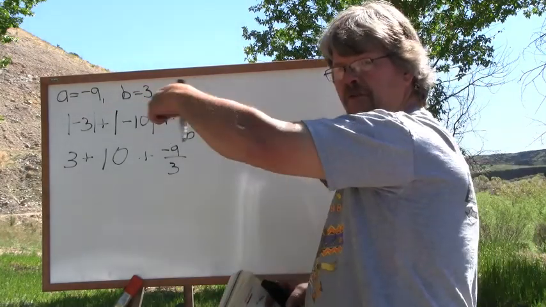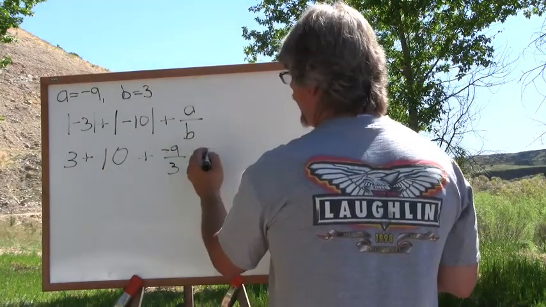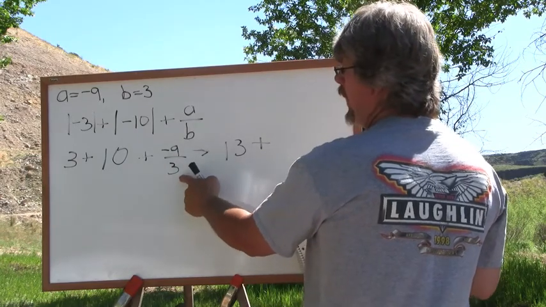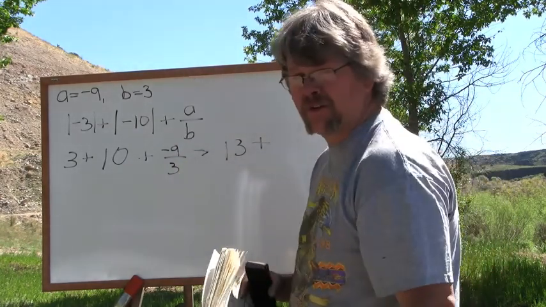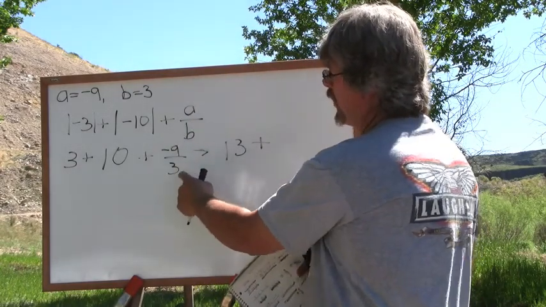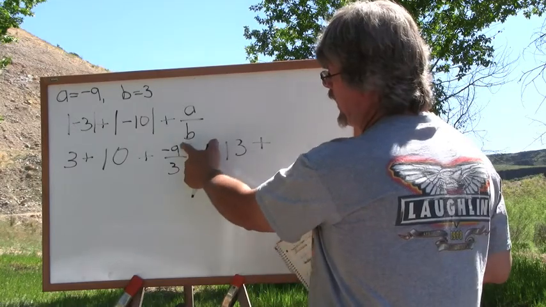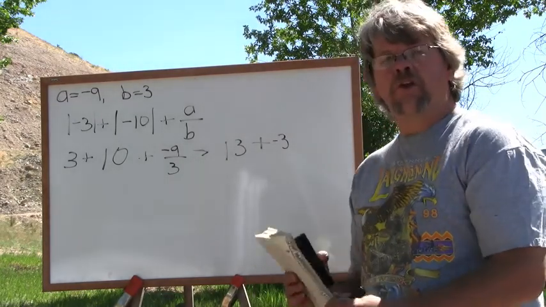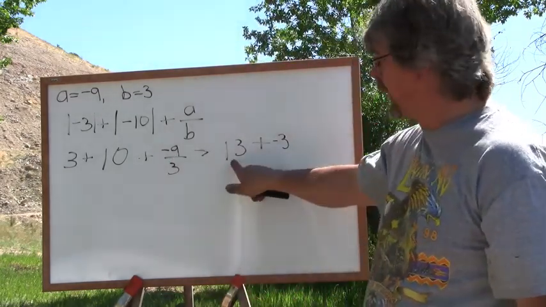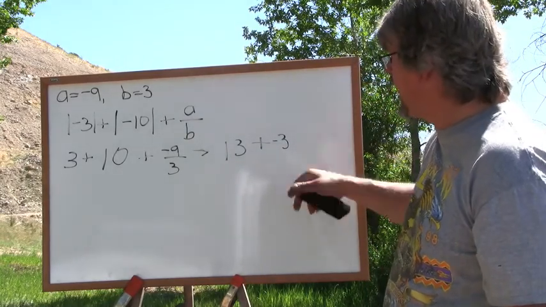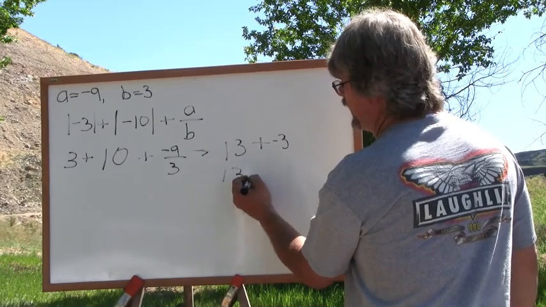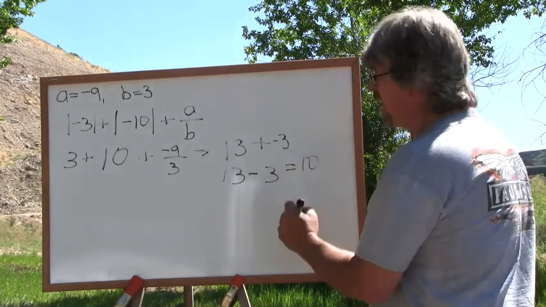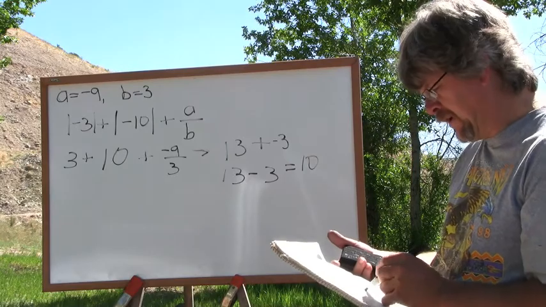So then we work from left to right, and we solve the equation. 3 plus 10 is 13, plus negative 9 over 3. We have one negative at the 9, so we know it's going to be a negative number. 3 goes into negative 9 3 times, but it's a negative. So we're beginning to the right of 0 with positive 13, and adding a negative is exactly the same as subtracting, right? So this simply equals 10. That's a very nice result.